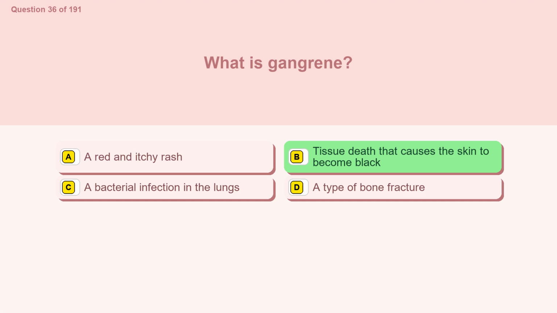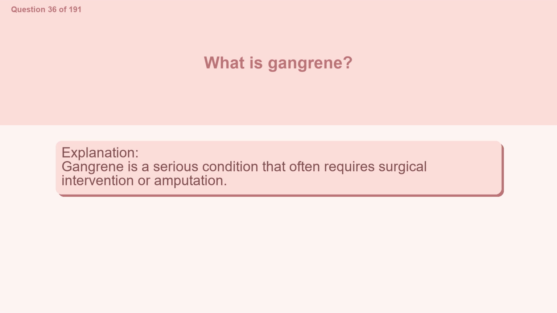The correct answer is option B. Tissue death that causes the skin to become black. Gangrene is a serious condition that often requires surgical intervention or amputation.